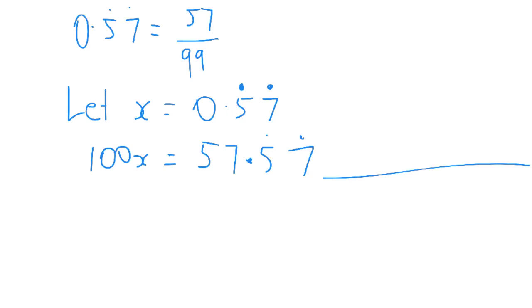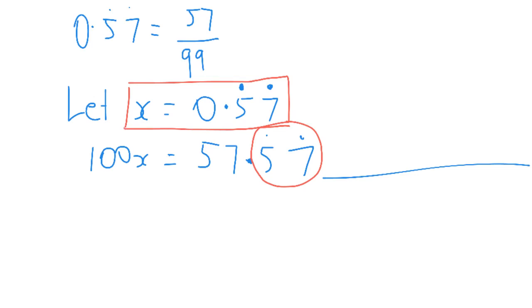So if we have a look at this, what I want to do here is get rid of this bit. This is my problem, this recurring bit. This 57 is actually quite nice to deal with here. So what we're going to do is set up a pair of simultaneous equations. We may remember this topic from last year. Now what I really need to do to get rid of that 57 that's recurring, that's our original x here. So on my left hand side over here, I'm going to say 100x minus 1x is equal to 57.57 minus 0.57.